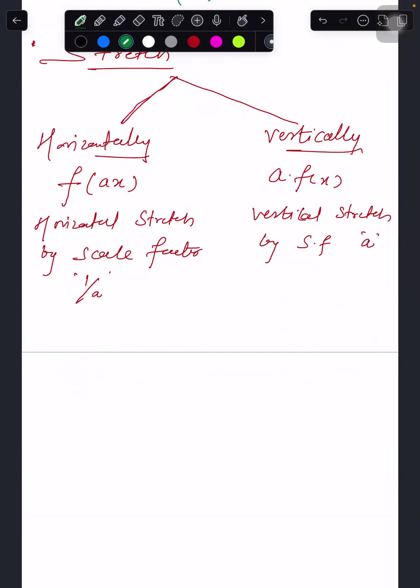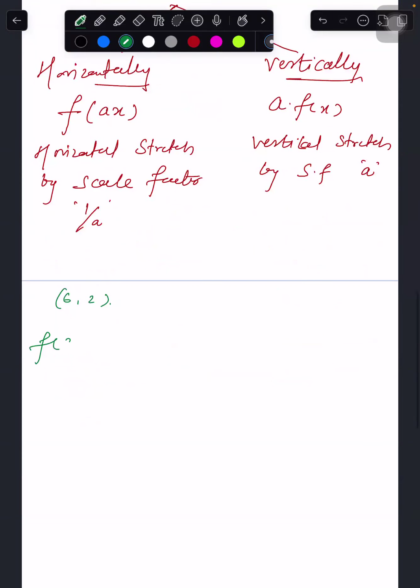How does it make a difference? Let's take the same point, the coordinate 6, 2. If I write f of 3x, let's write in words first. It is a horizontal stretch by scale factor what? What are you seeing in place of a? 3. And the stretch factor is 1 over a, so in this case it will be 1 over 3.